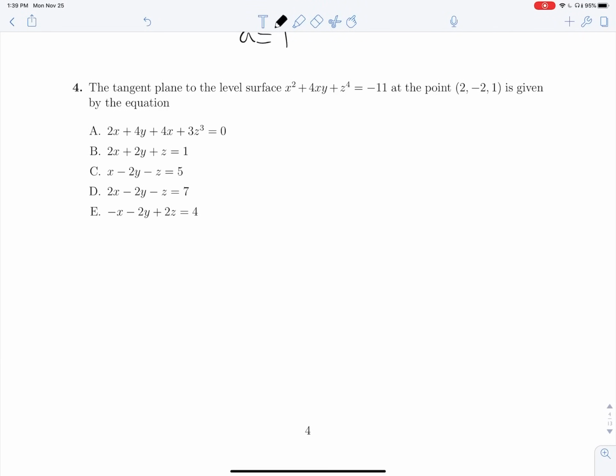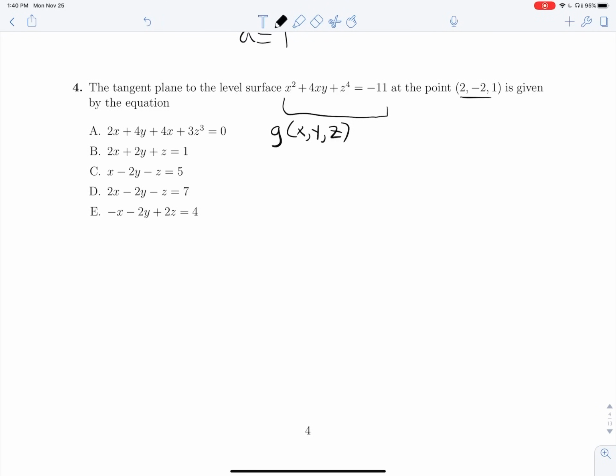Okay, the tangent plane to this level surface at this point is given by this equation. So we know that our tangent plane is going to be given by, in this case, okay, let's be clear. Let's call this entire function, I don't know, g. Why not? This is g of x, y, z.